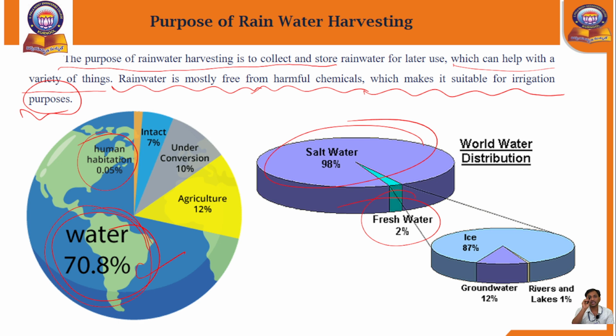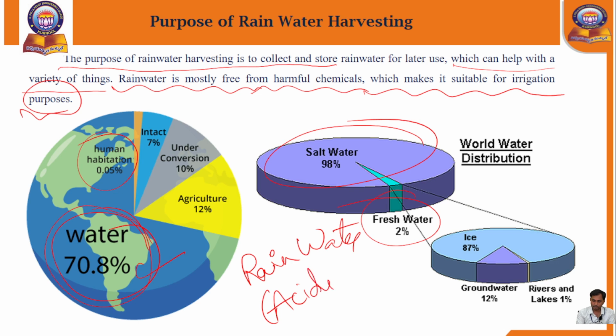But a small disadvantage is that rainwater has an acidic nature. To remove this acidic nature, we have to do a small treatment process, nothing but a filtration process. These are the things we will discuss here.